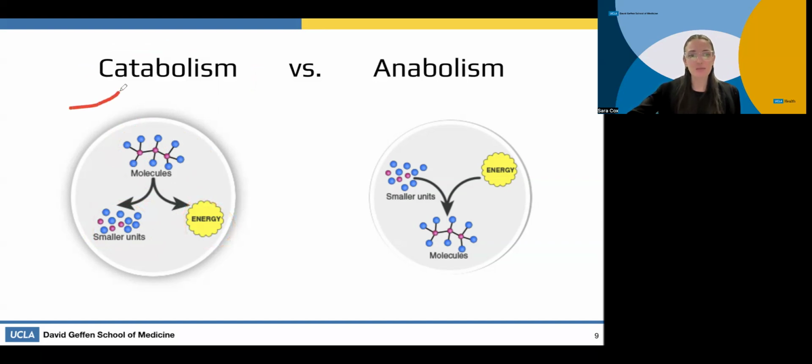And this is what we're seeing in metabolism. And this allows us to take that energy to other places and go through the process of anabolism. This is where we take small units and we take energy and we can create molecules. This is how we can utilize the energy to do specific jobs within the body.